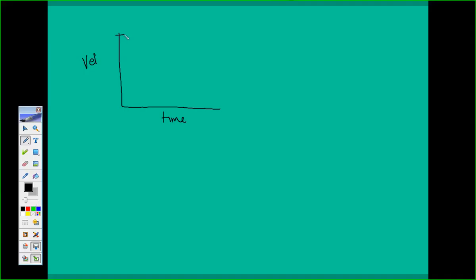So let's say that we are traveling at 60 miles per hour, for, let's say, 4 hours. We know if we're traveling at a constant velocity, the graph would look like this. There would be our velocity versus time graph. Now, what does the area under the curve from 0 to 4 represent?